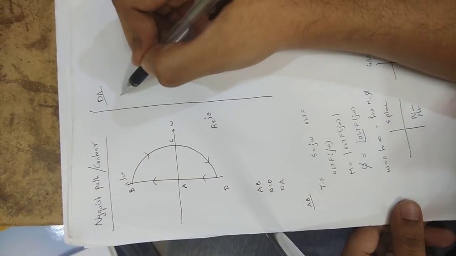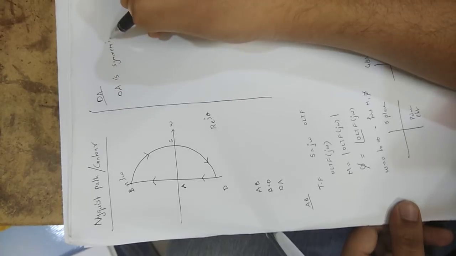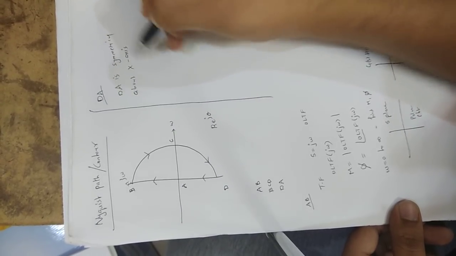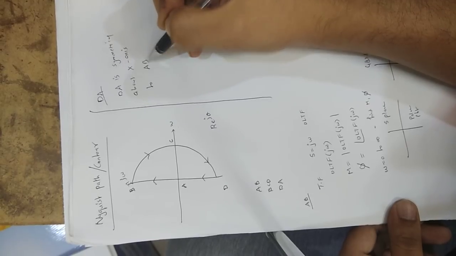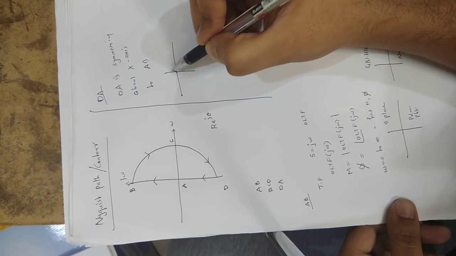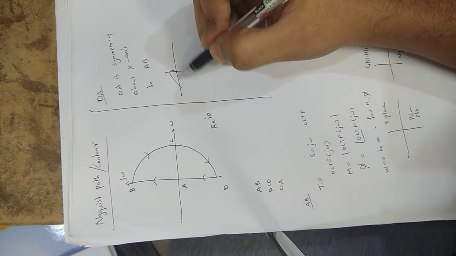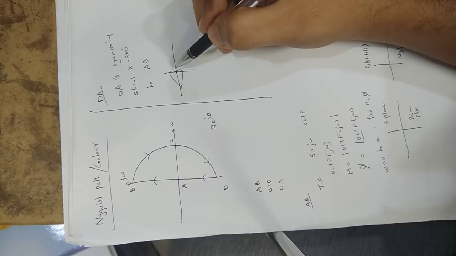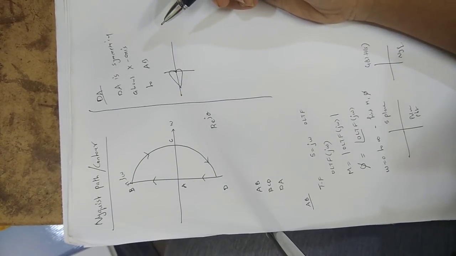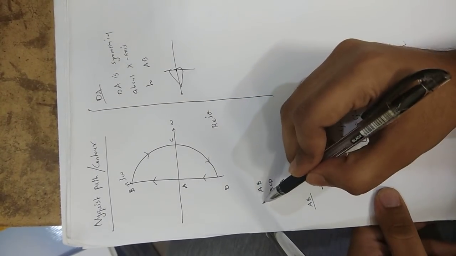DA is symmetrical about x-axis to AB. So let us say if the AB part plot is this, then the DA part plot will be this. That means DA and AB are symmetrical. So once you calculate the part AB, you will automatically get the part AD. So now you have calculated AB, DA.